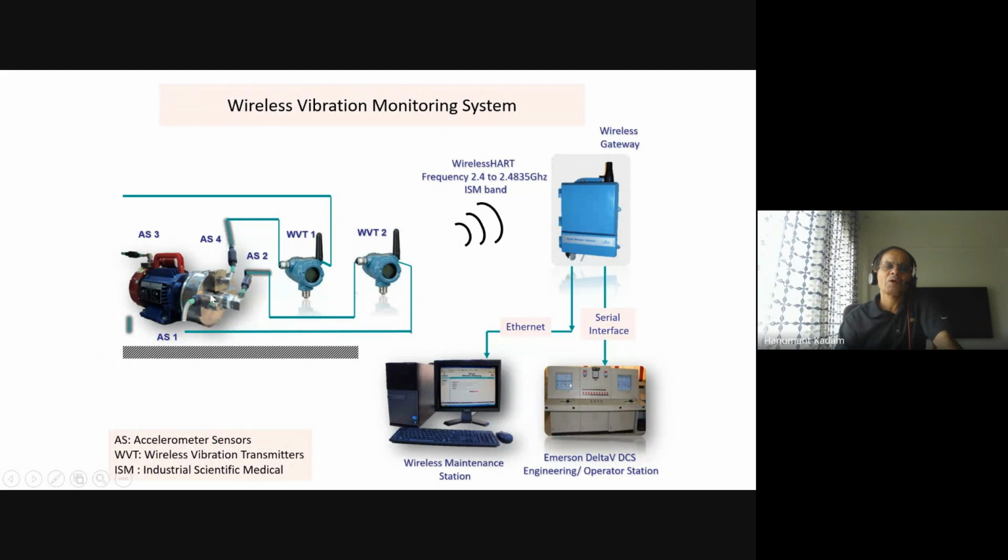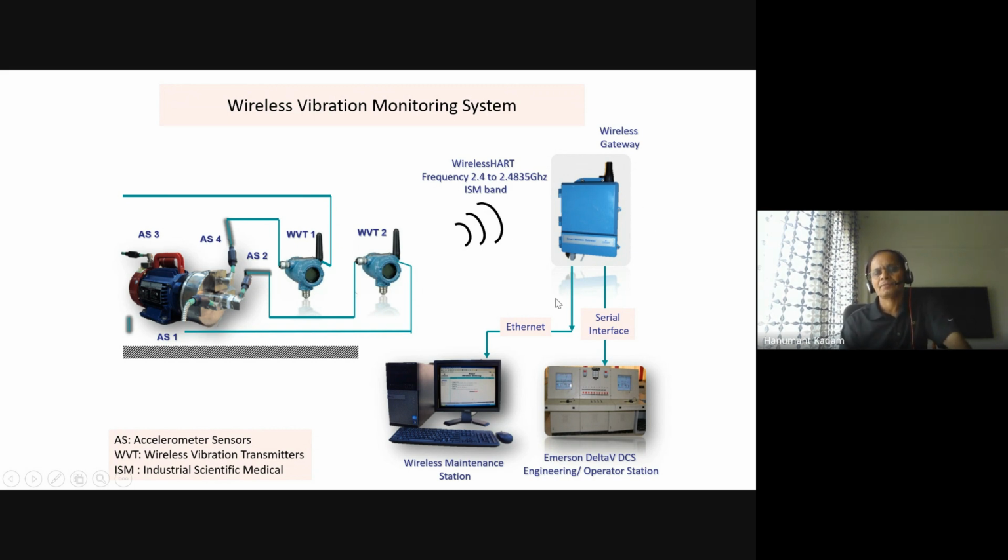So I was talking about these wireless sensors, accelerometer transmitters. In this picture there are two transmitters because one transmitter has two accelerometers you can connect. So you need four points for reading, for this motor casing and for your pump. Then the two transmitters transmit the signal on wireless frequency 2.4 to 2.48 gigahertz, and it is received at a wireless gateway here.